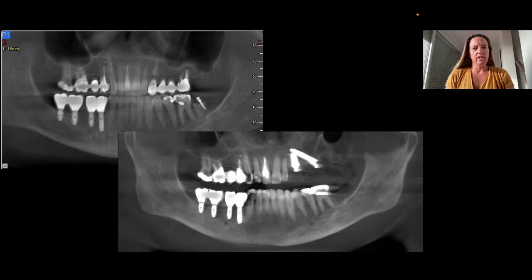And here you can see the OPG, the first with only the lower ones, and the upper already with the bridge in the third sextant, already with a provisional bridge.